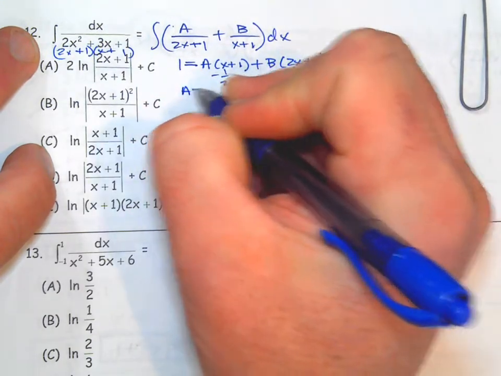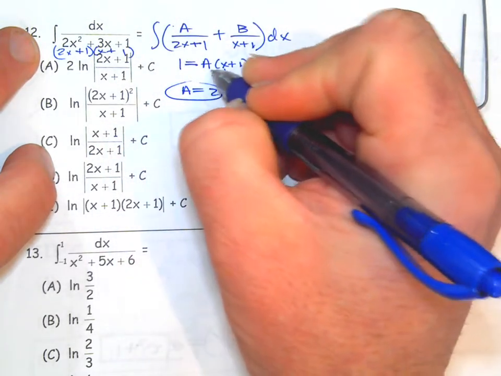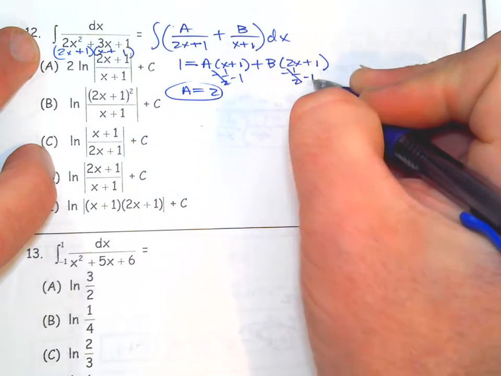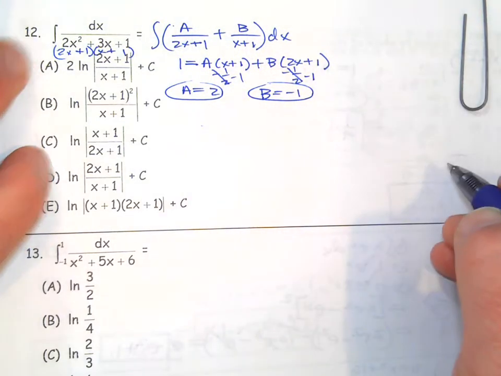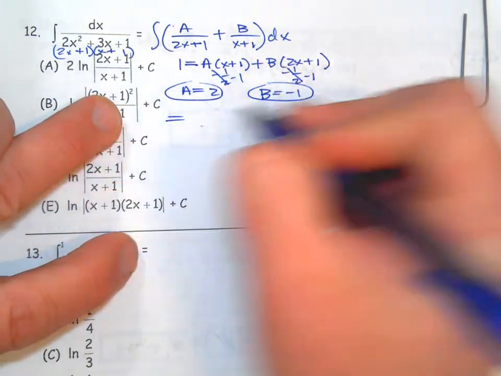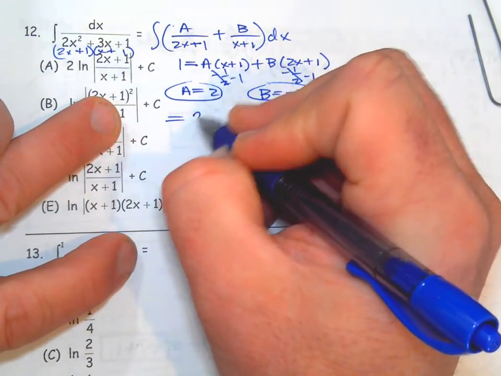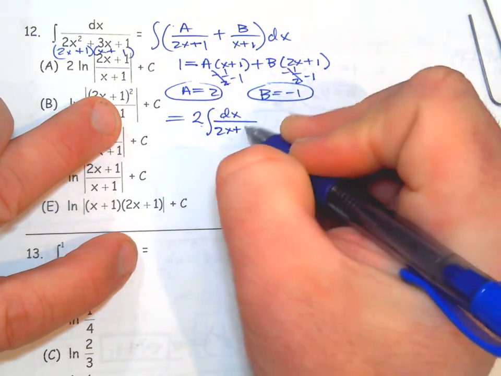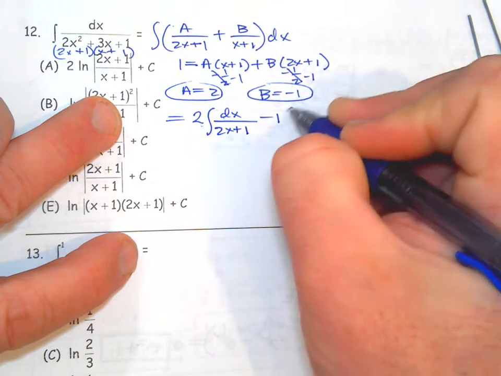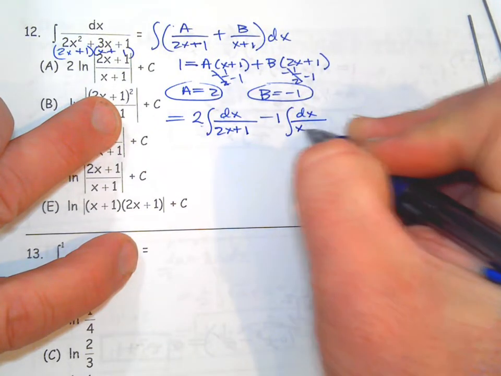Plug x equals negative 1/2 in to make the B go away. And I get A equals 2. Plug x equals negative 1 in to make the A go away. And I get B equals negative 1. So I'm going to rewrite this: 2 integral dx over 2x plus 1 minus 1 integral dx over x plus 1.